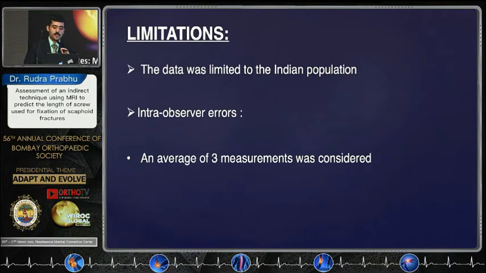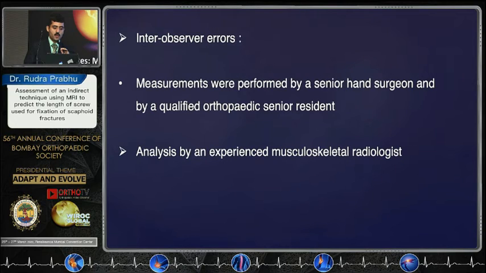The limitations of our study were as follows. The data was limited to the Indian population. We had intra-observer errors in our study. To minimize these, an average of 3 measurements was taken into consideration. To minimize the inter-observer errors, the measurements were performed by a senior hand surgeon and by a qualified orthopedic senior resident. Further analysis of the images and the calculations was done by an experienced musculoskeletal radiologist.